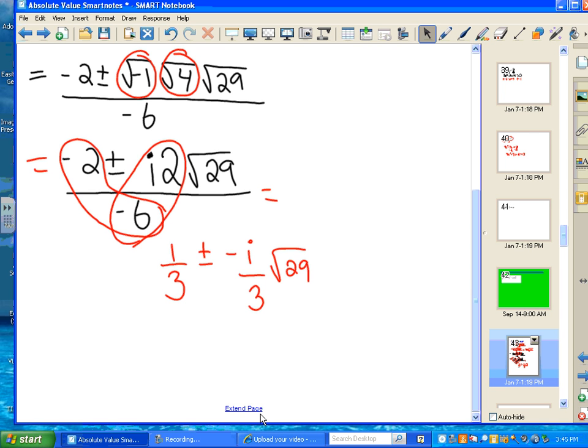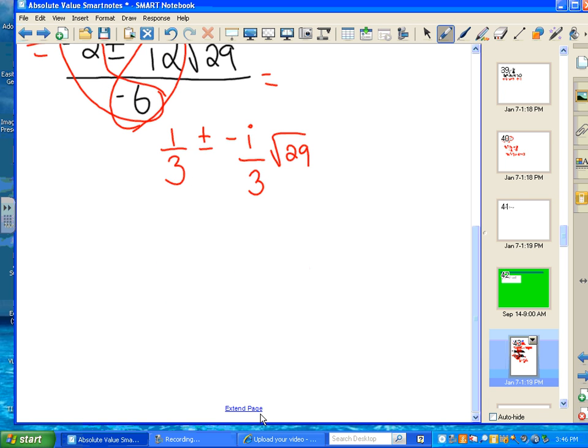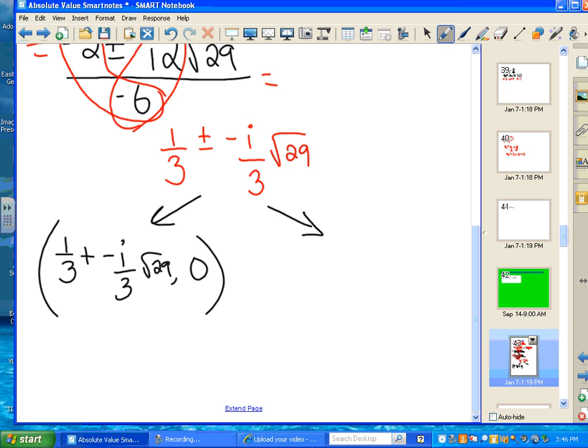So I'm going to draw the arrows. One of them is with the plus. So we have 1/3 plus negative i over 3 square root of 29, comma 0, because it's an x-intercept. If you would prefer, instead of the plus or minus, to just make this right here a minus, you can do that. That's completely up to you. The second one is going to be 1/3 minus negative i over 3 square root of 29, comma 0.